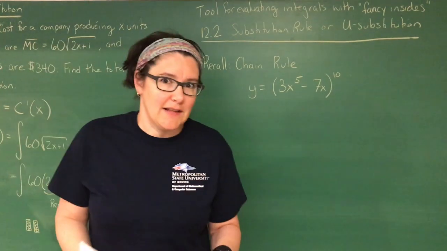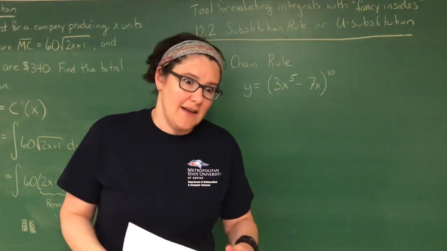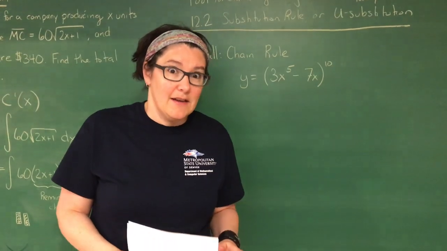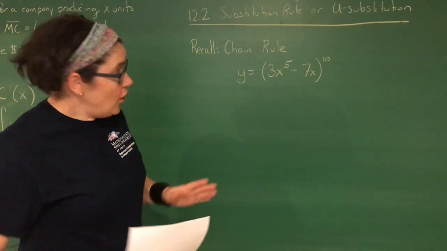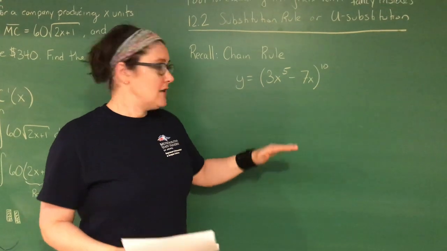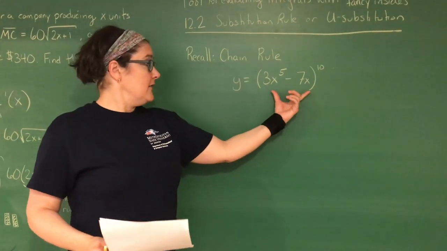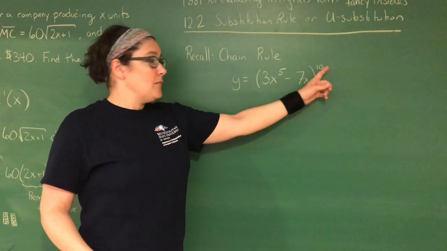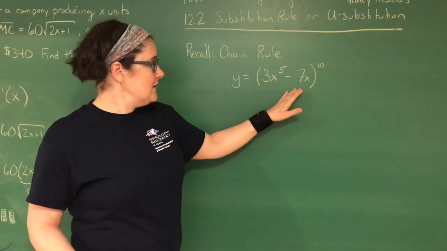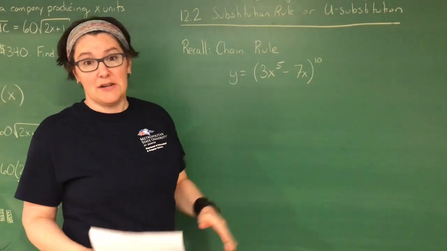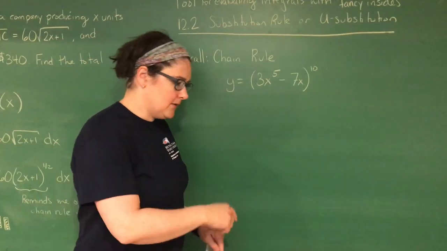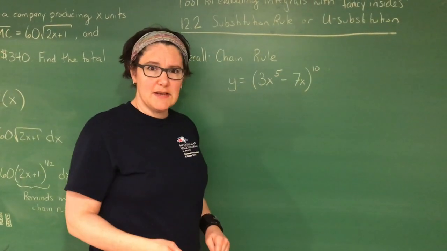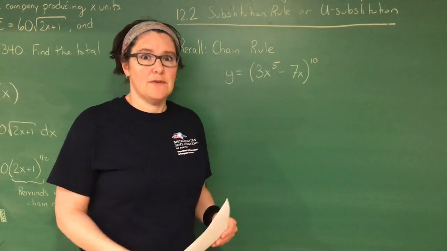Now, if we were in class right now, I'd ask you to turn to your neighbor and say hi, and then tell your neighbor how to find this derivative. And hopefully what you would tell them is, oh, I see that this is a fancy function being raised to a power. So I have an inside function and an outside function, and I need to apply the chain rule. And so the chain rule says take the derivative of the outside, keeping the inside the same, times the derivative of the inside.